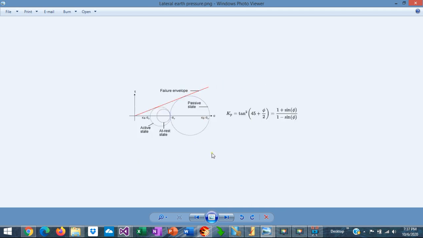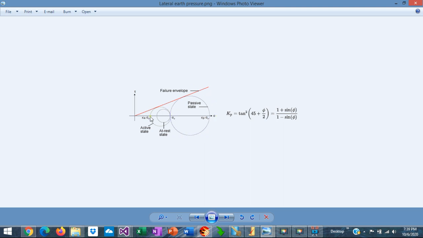This shows the lateral soil pressures and the different states. In the vertical axis, we are showing the shear. In the horizontal axis, we are showing the normal stresses, either vertical or horizontal. When we apply a vertical pressure, as in the case of a retaining wall, the corresponding lateral pressure is equal to the vertical pressure times a coefficient. The coefficient can be the active coefficient, which corresponds to this circle, or the passive coefficient, which corresponds to this larger circle over here.